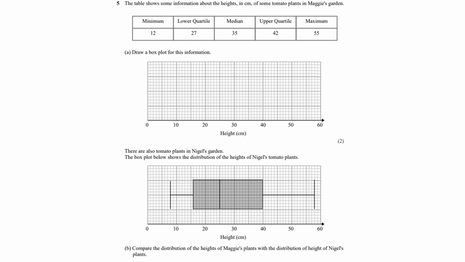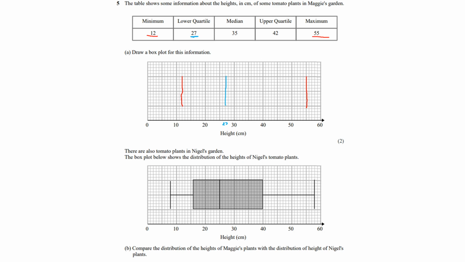Let's first plot the minimum and maximum, which is 12 and 55. 12 goes here. 55 is here, okay? The lower quartile is 27. So let's put 27 here, like so. The median is 35.